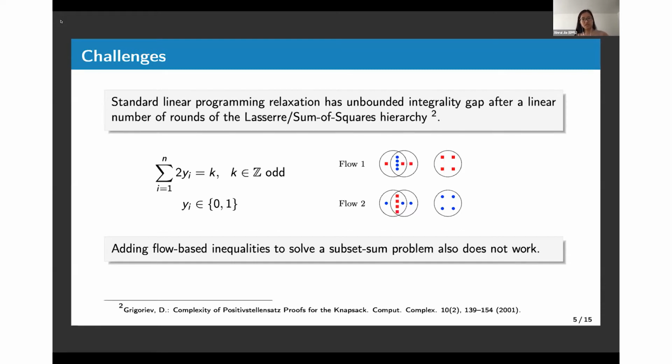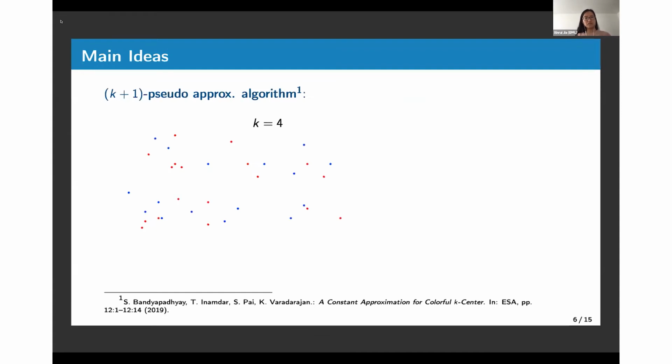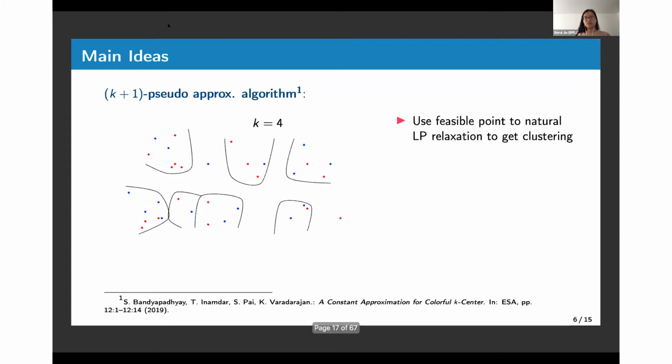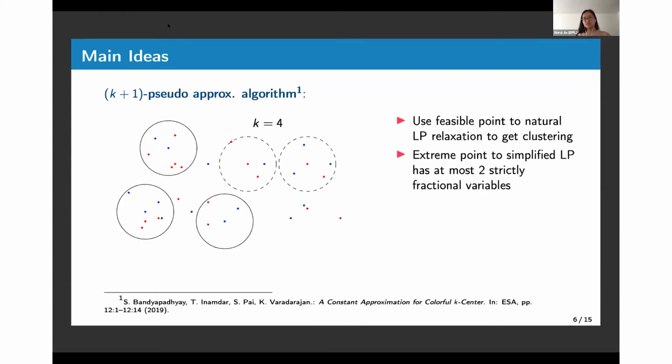But first, to get the main idea, I'll have to talk a bit about the pseudo approximation. What they do is they take the standard LP relaxation and use a feasible point to get some sort of greedy clustering. Then they feed these clusters into a second simplified LP that just picks out which of these clusters should be opened as centers. And it turns out that at least for 2 colors, an extreme point to the second LP will have at most 2 strictly fractional variables.